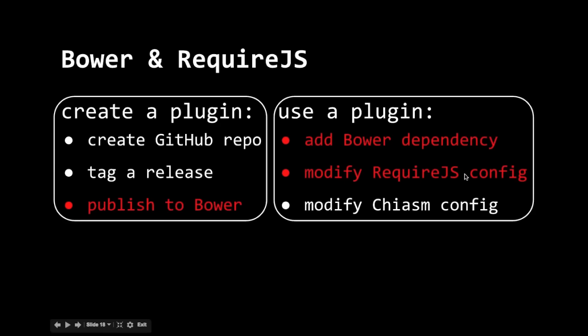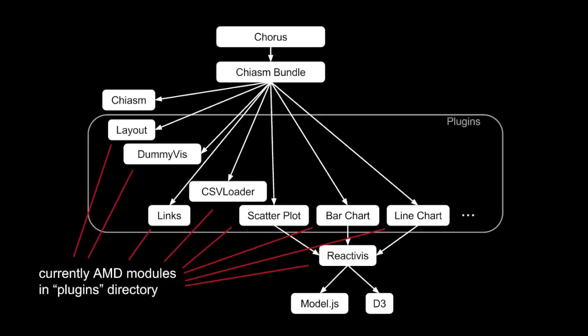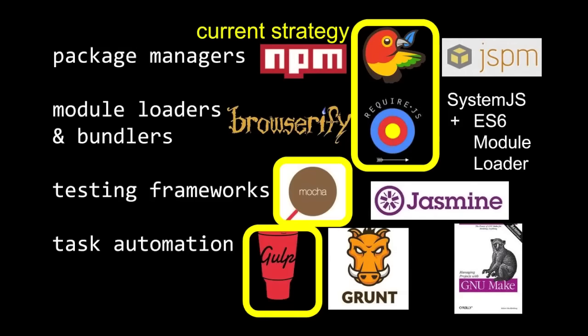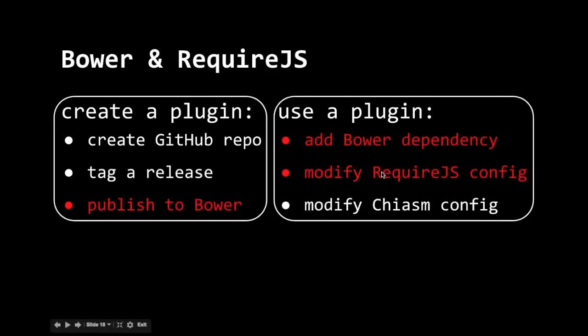Modify your require.js config. So require.js is the thing that loads AMD modules, and so you need to just tell AMD. So in a Chiasm config, you have plugin is BarChart, right? So how does Chiasm know that the string BarChart should load in that particular file? That is through this require.js config file. It just matches strings to full paths of the modules. So this is how Chiasm knows where to look for those modules. And then the last step for using a plugin is to modify the Chiasm config file to use that plugin.